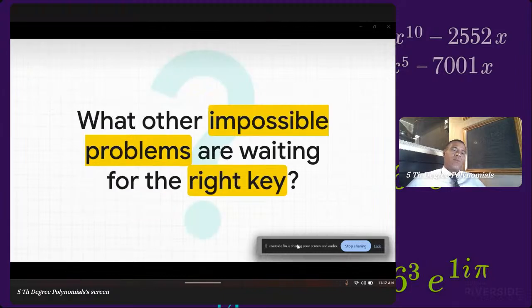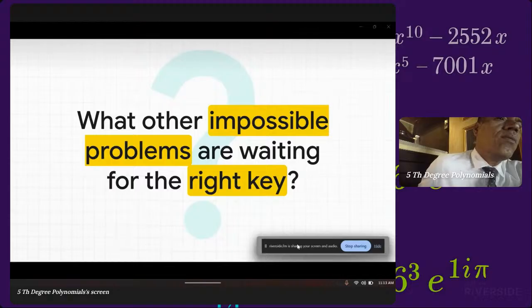And that kind of leaves us with one last thought, doesn't it? The entire history of math is just a story of problems that everyone thought were impossible until someone came along with a completely new way of looking at them. It just makes you wonder, what other impossible problems out there right now are just sitting around waiting for somebody to come along and forge the right key?